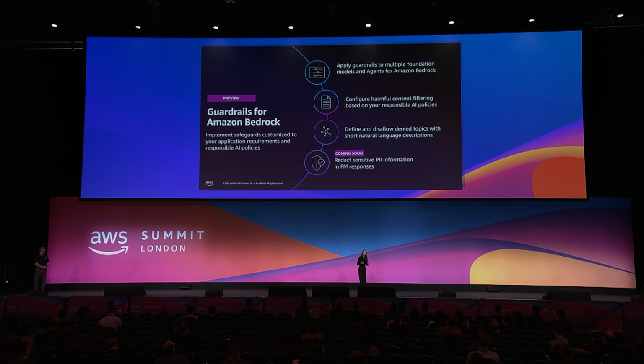What you could do, for example, is configure thresholds to filter harmful content to a varying degree. Or you could set up certain topics that you want your application to avoid by giving it a natural language description. For example, let's say you're a financial institution and you have an assistant on your website. Maybe you don't want that assistant to give investment advice. Then you can set that as a denied topic. And we can also detect and redact PII information in foundation model responses.